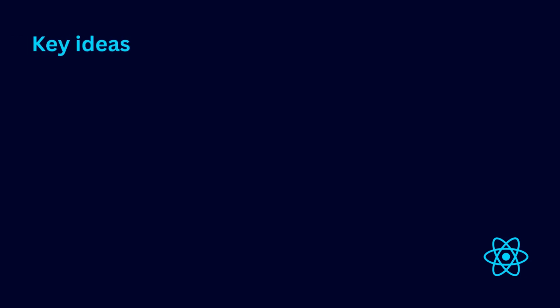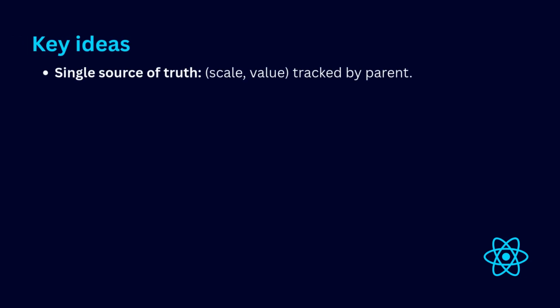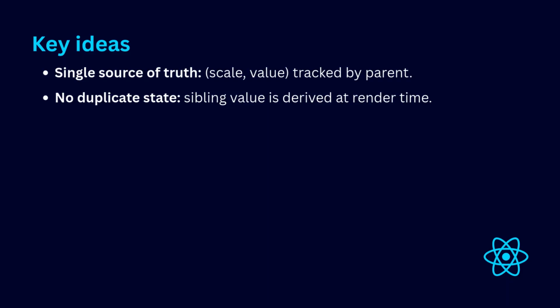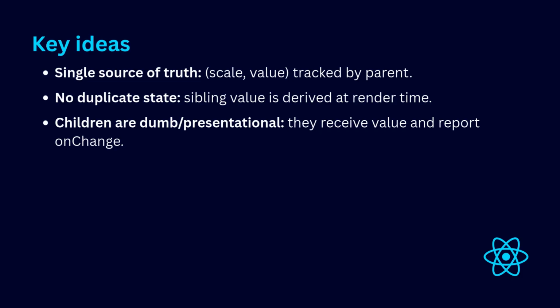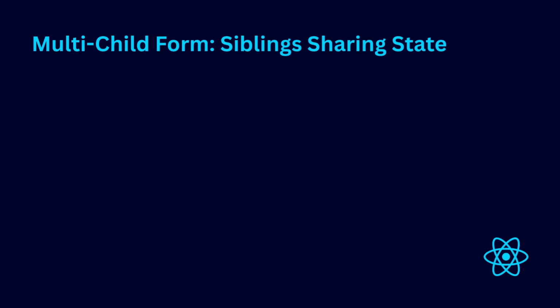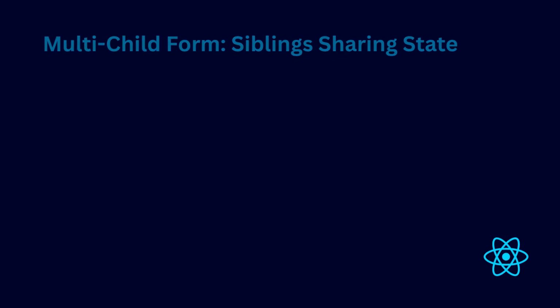Some of the key ideas: single source of truth, scale value tracked by parent, no duplicate state, sibling value is derived at render time, children are dumb or presentational, they receive value and report onChange. Next, we will see an example of a multi-child form with siblings sharing state.